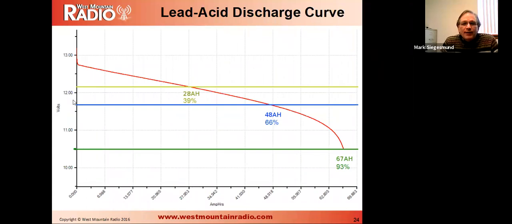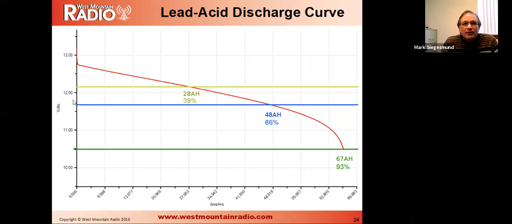This is a chart here of how a lead acid battery discharges. The red line shows the typical discharge on that battery. The green line is the 10.5 volts that the battery manufacturers rate the batteries at. So you can see that you're getting pretty much what they stamped on the side of the battery, a little bit less always on lead acid.